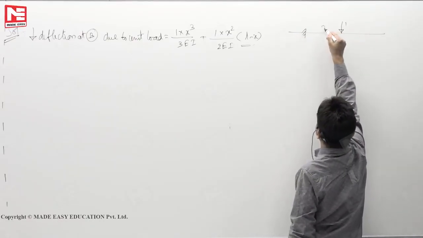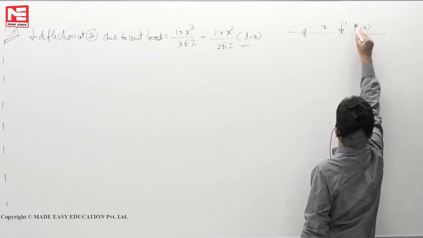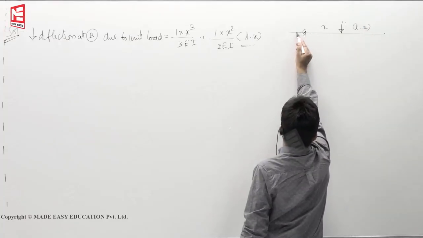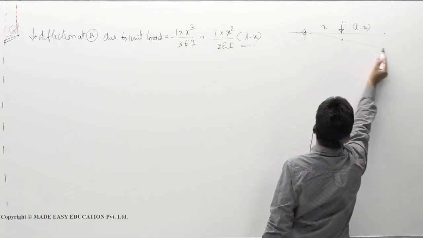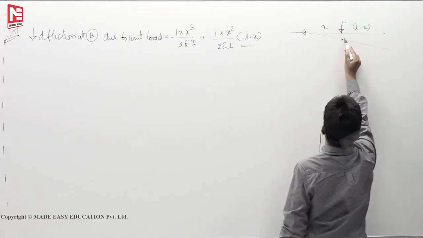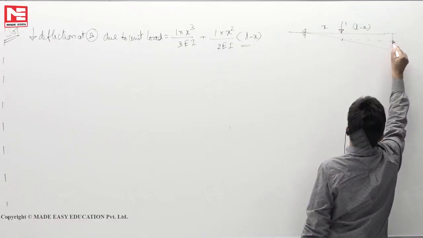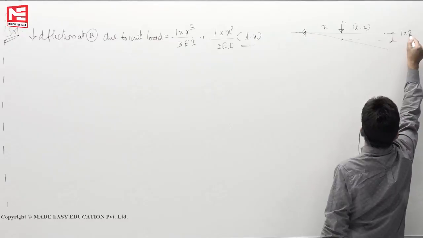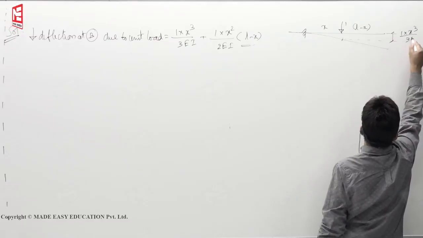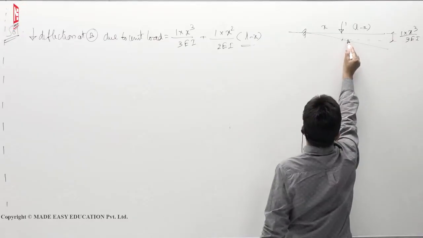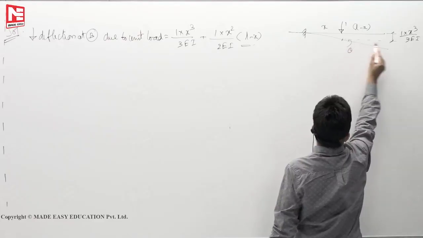Unit load is here, at a distance x, with L minus x remaining. Up to here there is a curve, and from here there is a straight line. So this deflection is W L cube by 3EI. Then here there is theta.